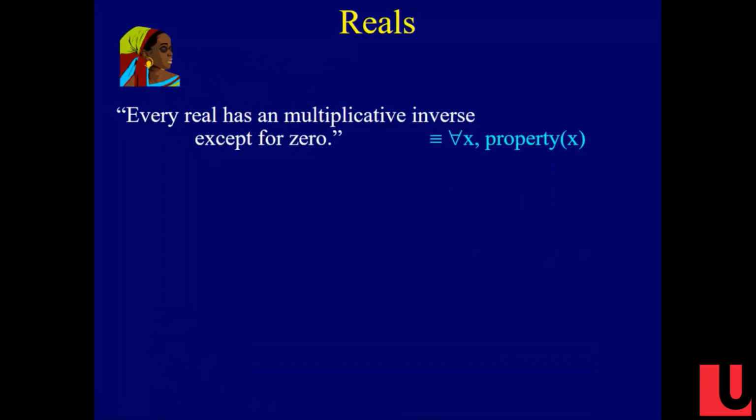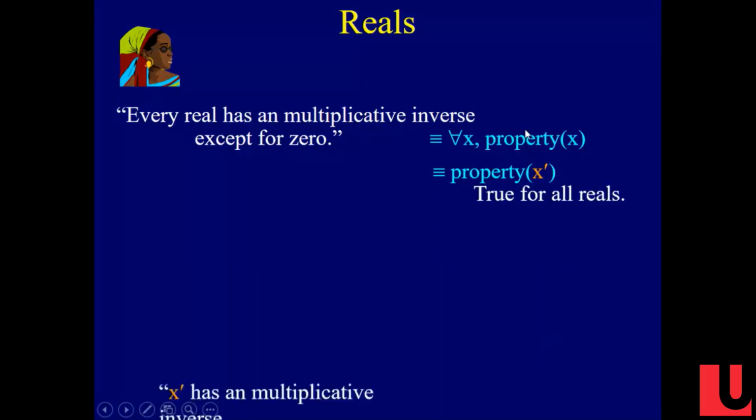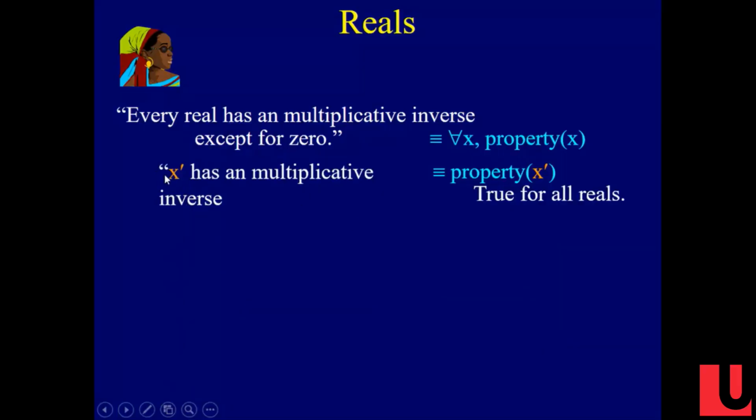What do we want to be able to say? We want to say every real has some property, right? Every real has some property. And what's the property? We're looking for a property that's true for all reals. So what are properties? Well, one property is that x has a multiplicative inverse. That's one property we can talk about. And another property we could talk about is that x is 0, right?